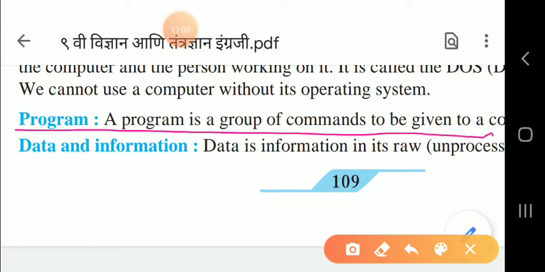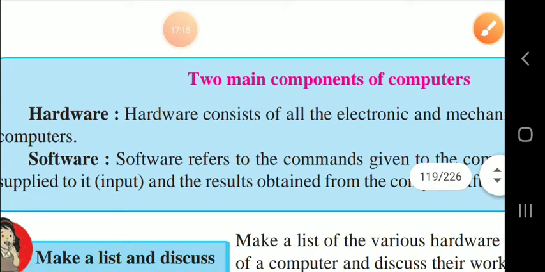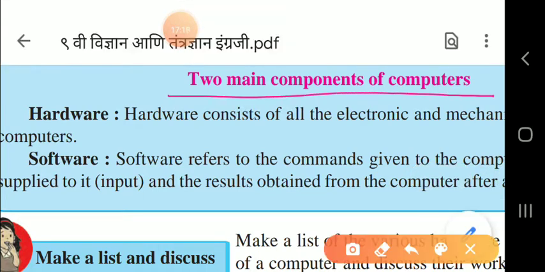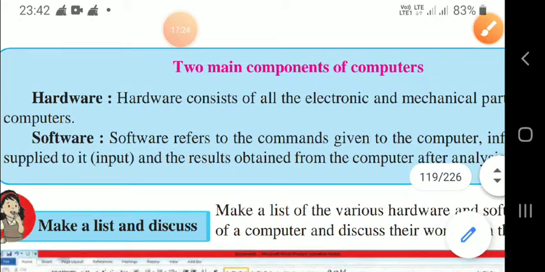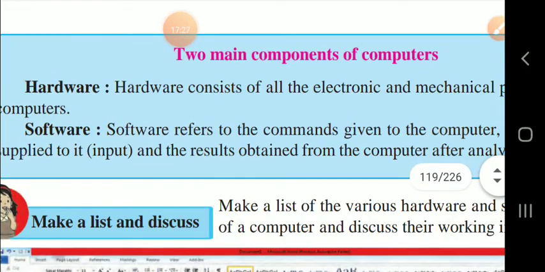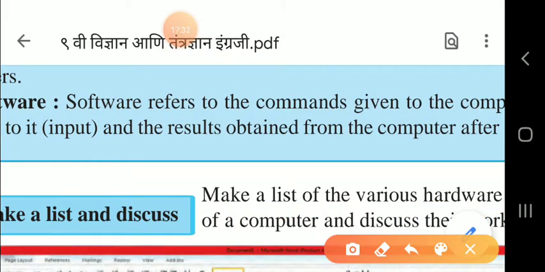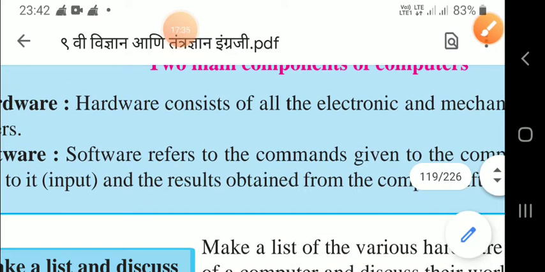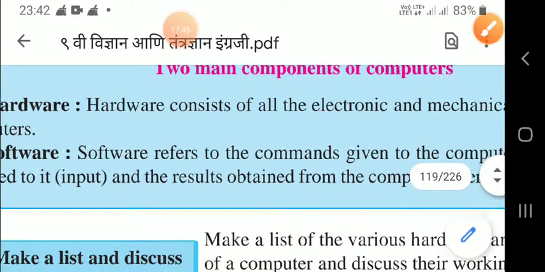the two main components of the computer. The first one, children, is the hardware. Hardware consists of all the electronic and mechanical parts which are used in the computer. Now the second one is the software.